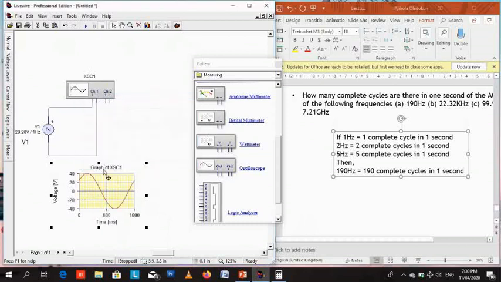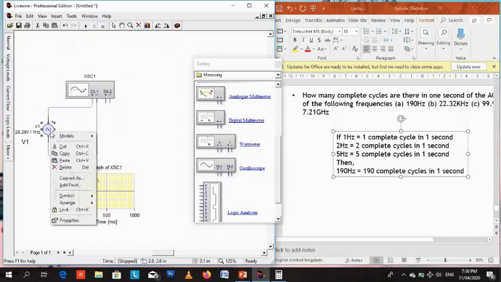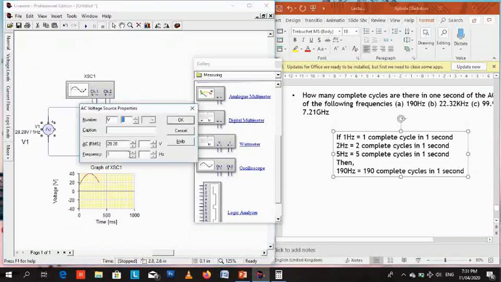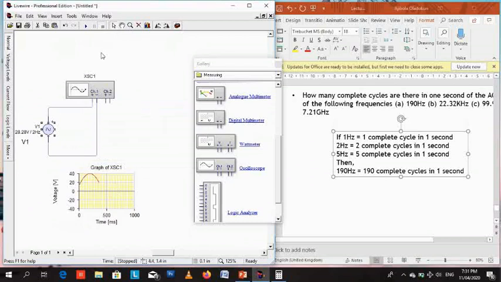This is 1 second. Let me see if I can stop it in the nick of time. Play, stop. The starting point keeps on shifting, but we've seen that we have 1 complete cycle in 1 second. Let's increase the frequency to 2 hertz. That's 2 complete cycles in 1 second. So this is 1 second, 1 and 2 complete cycles in 1 second.